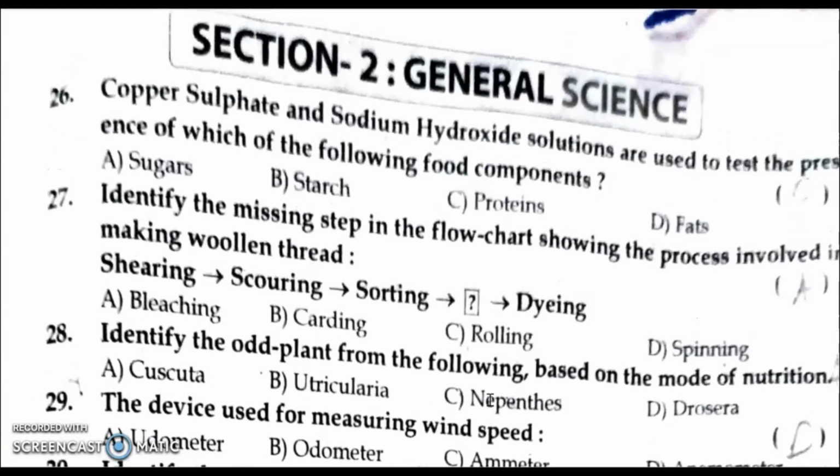Here we came to section 2, General Science. The copper sulfate and sodium hydroxide solutions are used to test the presence of which of the following food components? Here the correct answer is C. Proteins. Identify the missing step in the flow chart showing the process involved in making woolen thread. Here A. Bleaching.